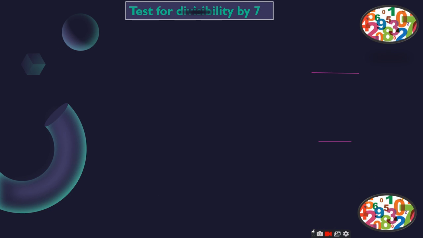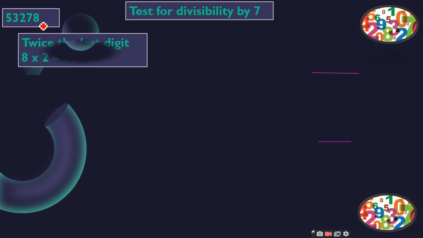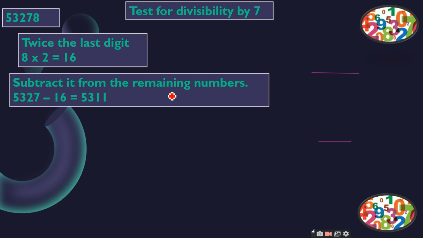Let's see some more examples. Test for divisibility. The second example is the number 53278. We have a 5-digit number. Let's check the divisibility of this number by 7. We take the last digit. The last digit is 8 and twice it, 8 multiplied by 2 is equal to 16. Now subtract it from 5327. So we get 5327 minus 16. 7 minus 6 is 1, 2 minus 1 is 1, and 3 and 5. So 5311. Now it is still confusing to find the divisibility, so we will repeat the steps again.